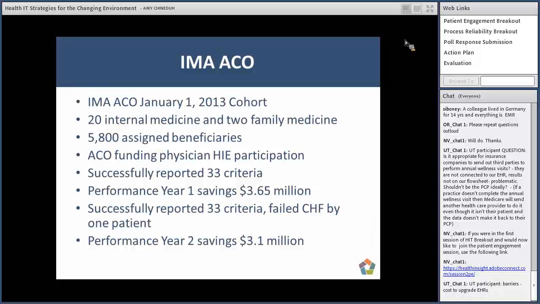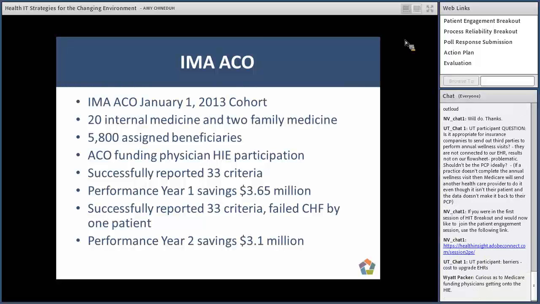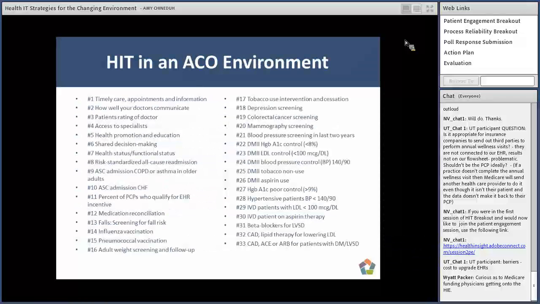Performance year two, they had $3.1 million in savings, and they successfully reported on the 33 criteria. However, each performance year, the first year you just report, the second year you have to report and achieve a certain score within that reporting. We missed CHF by one patient. So we would have had $1.55 million. We actually ended up getting $1.2 million, so CHF cost me about $350,000, which is a painful thing to go through. So, HIT in an ACO environment.